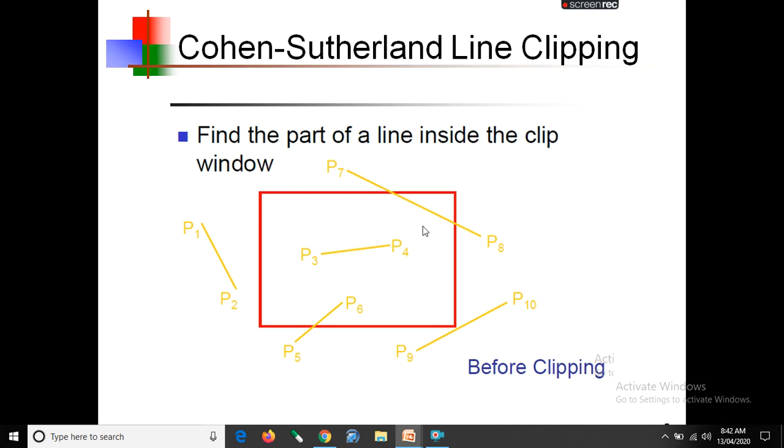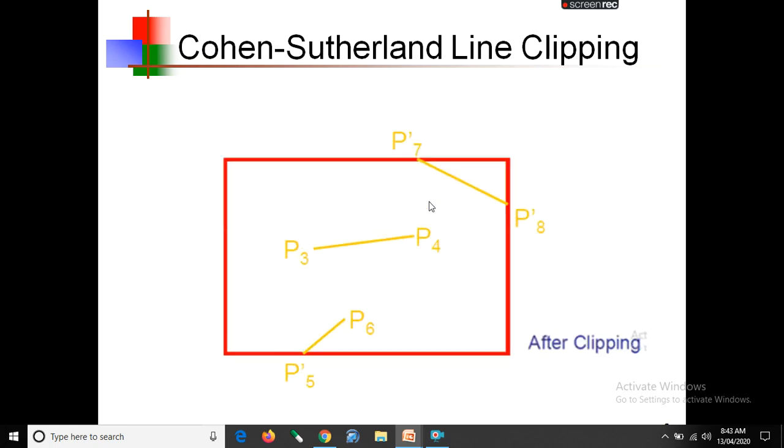As you can see, this is the image before performing clipping. After performing clipping, you see the output. The two line segments that lie outside the clipping window are completely rejected, which means they are discarded or clipped out. Whichever part of the object lies inside the clipping window, we display only that part of the line segment on the screen of the monitor. This is the objective of the Cohen-Sutherland line clipping algorithm.